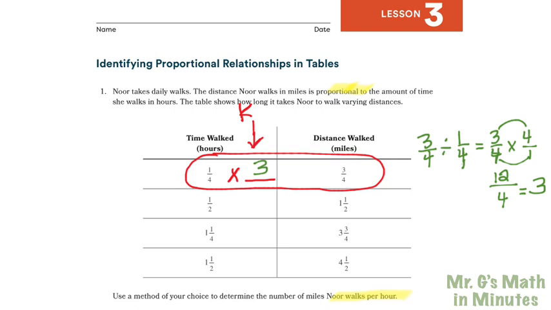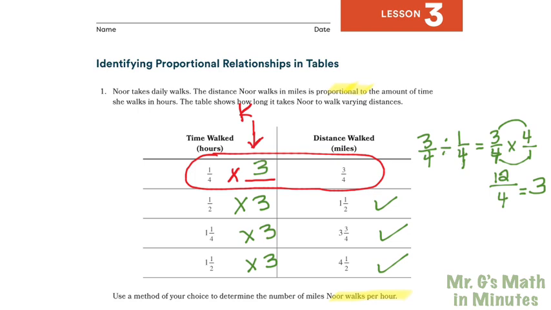Now, if we were trying to see if this was proportional or not, we would multiply each of these numbers times 3 and verify that we get all of these numbers as answers to those 3 problems. If it is, this table is proportional. But again, we already know that it is proportional.